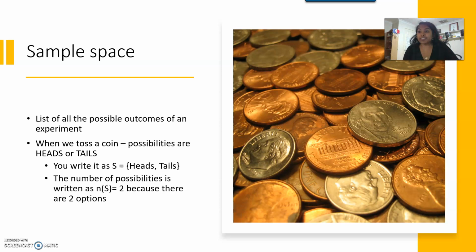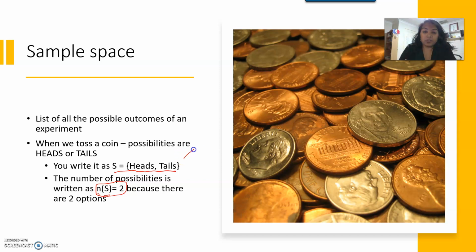So the way you write the sample space is this here. So this capital S equals the curly bracket heads, comma, tails. So I'm stating what options I can have. That's my sample space. If I ask you for the number of possibilities in a particular sample space, you write it like this. Little n, capital S, the capital S stands for sample space, and 2. So this is that because there are 2 options, heads or tails.